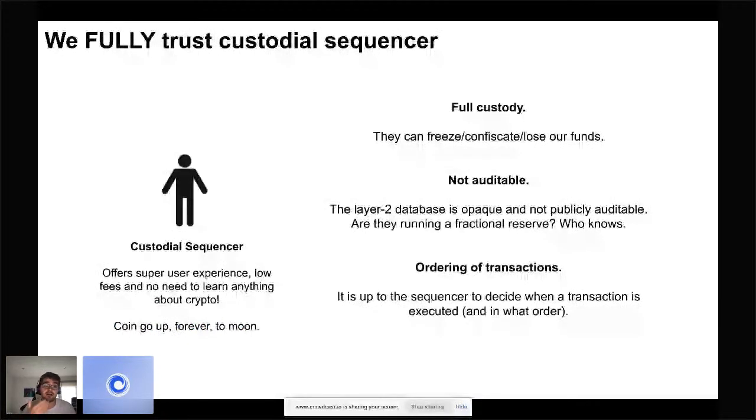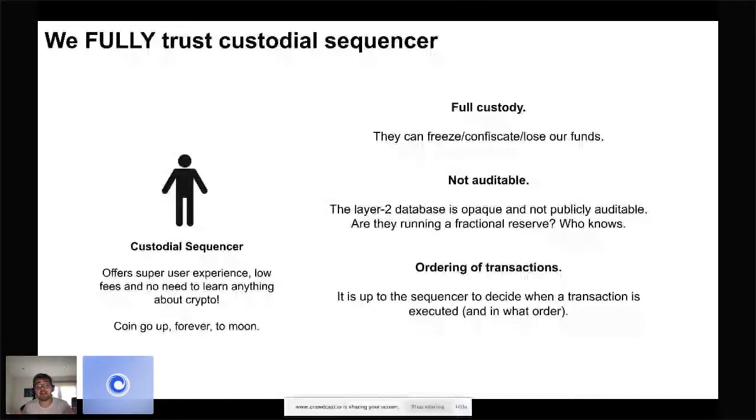I'm effectively locking my funds up into a custodial system, a custodial ledger, and this single sequencer can fully freeze, confiscate, or they can lose my funds. The worst part is as well, it's not publicly verifiable, it's not auditable. The layer 2 database in this case is opaque. I can't verify if Coinbase is running a fractional reserve. I have no idea if they have my funds.